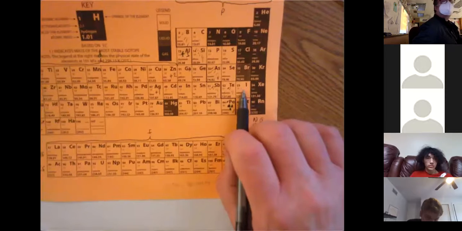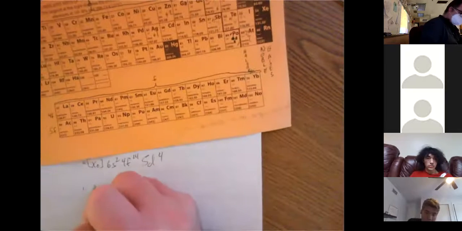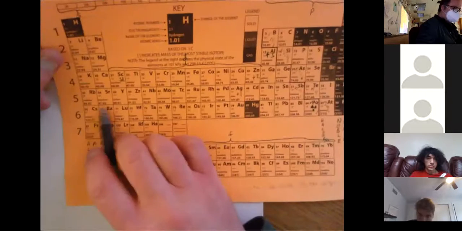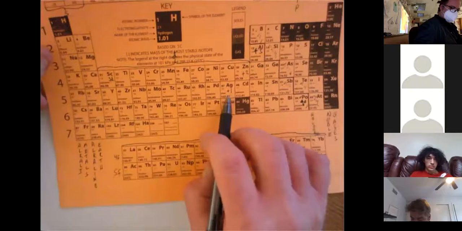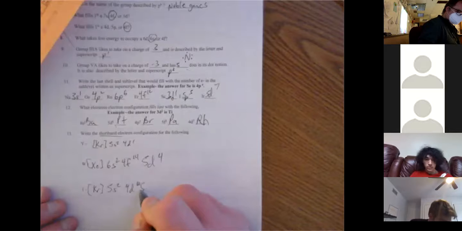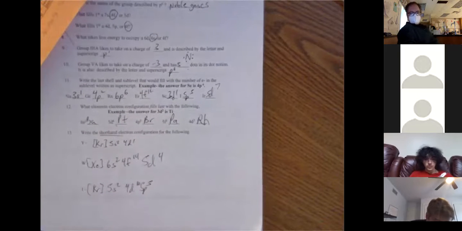Iodine. Iodine is here. So we go to the noble gas before it, which is krypton. After krypton, we have 5s2, 4d10, 5p, 1, 2, 3, 4, 5. Boom, boom, and that's how we do that.